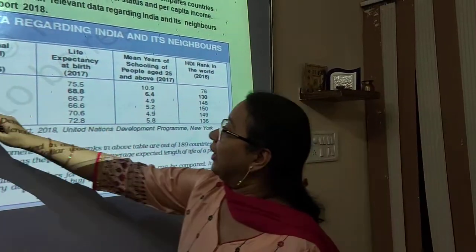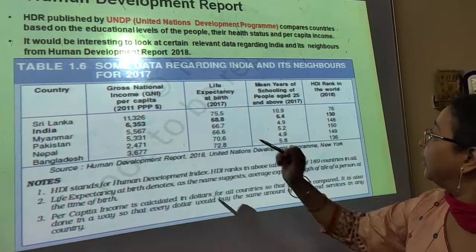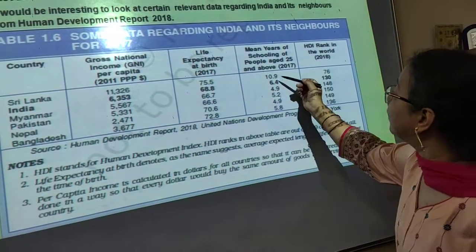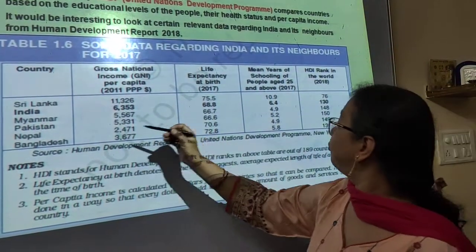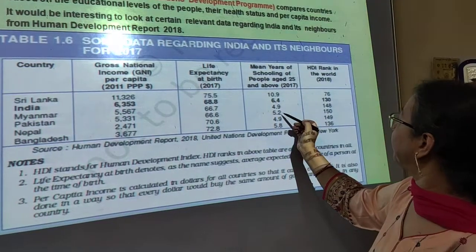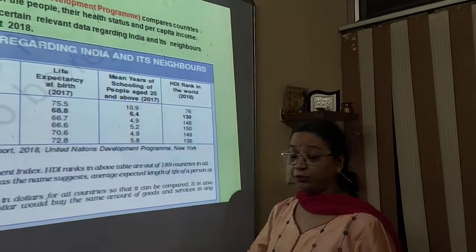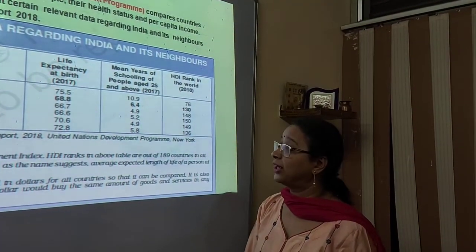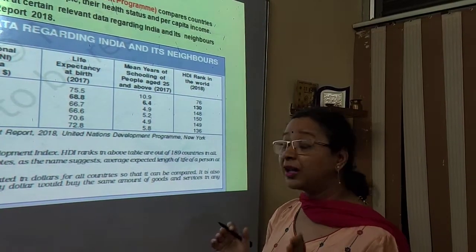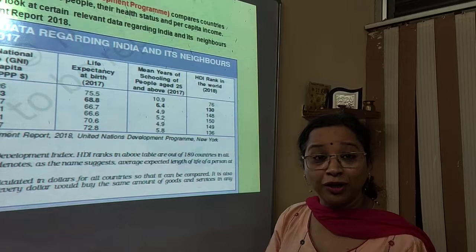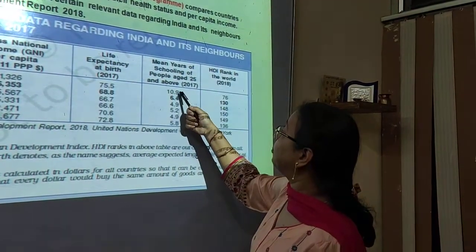So look here, in Sri Lanka the mean years of schooling is 10.9. For India, it is 6.4. Look at the difference, it is 10.9 and for India it is only 6.4. Then for Myanmar 4.9, Pakistan 5.2, Nepal 4.9, Bangladesh 5.9. What do we conclude from this? We conclude that even in the education sector, Sri Lanka is ahead of us. And it's not ahead by 1 or 2 points. Look here, we have 6.4 and Sri Lanka is 10.9.